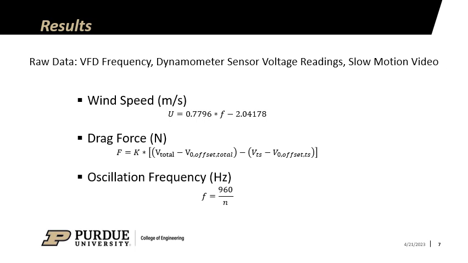The final equation needed is to find the oscillation frequency of the flag. The video was recorded at 960 frames per second, so to find the frequency, we simply divide the frames per second by the number of frames.